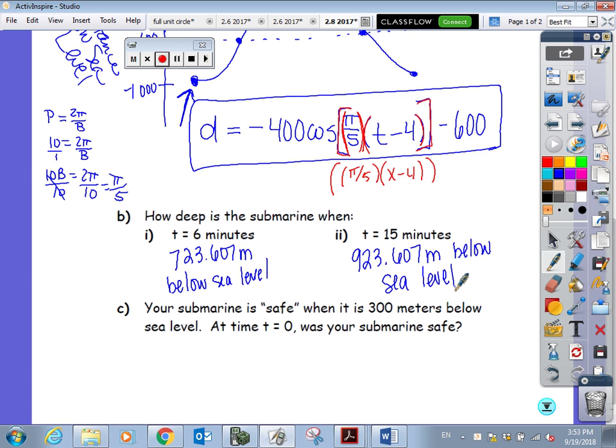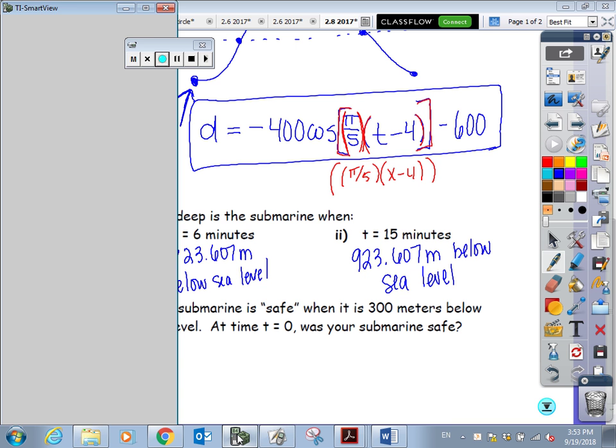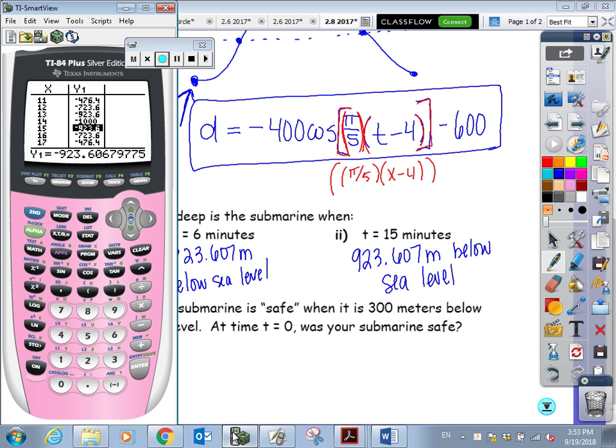Then it says your submarine is safe when it is 300 meters below sea level. At time equals 0, was your submarine safe? All right, so we've got to look at time equals 0. Now remember, if we were down at like 100, we wouldn't want to scroll up 100, so you can go to your table and we can go back to 0. And then second graph, and that'll show us our table.